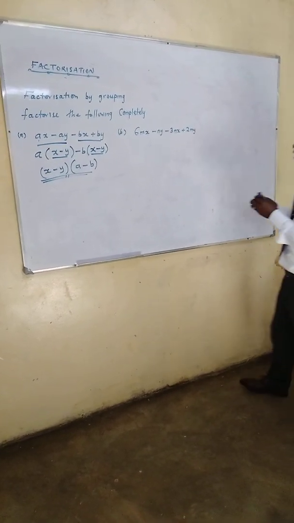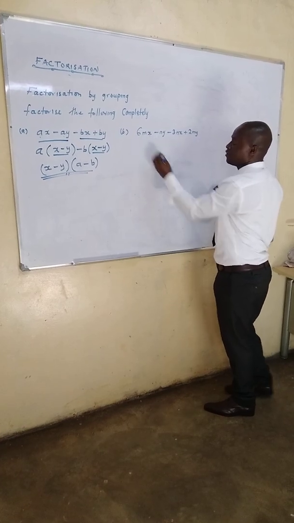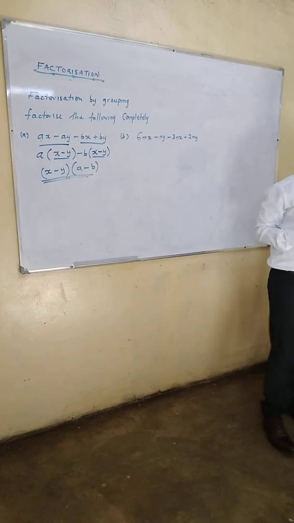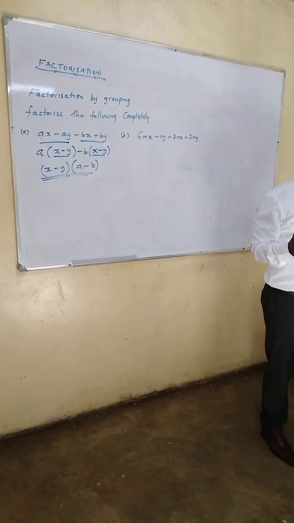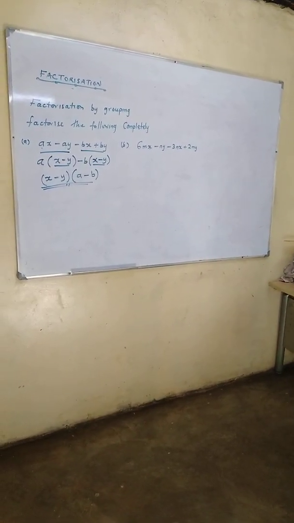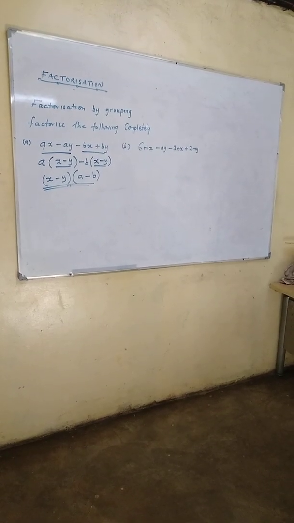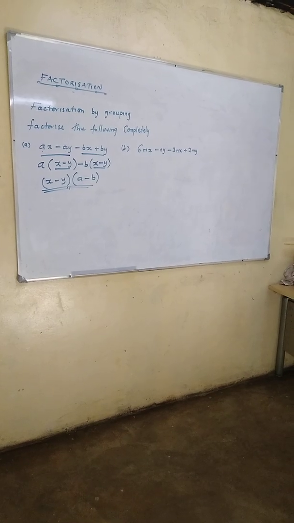Now, if you decide to group this, you will still find that there is no common factor. So what are we going to do in that case? We group the like terms. There are no like terms there. Probably you can say we rearrange.